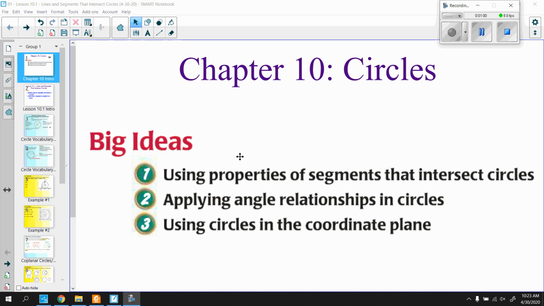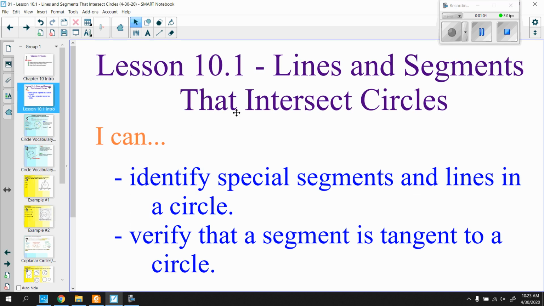Some of the stuff I know you've heard of before, as far as some of the terminology. This first lesson, 10.1 in particular, has a lot of vocabulary that we're going to use for future lessons. But I guess the good part is at least the first portion of the vocabulary I'm confident that just about everybody has heard of in previous courses. So we'll get into these special segments and lines in a circle. That's the part that I think a lot of us know. And then we'll look at this idea of tangency, a segment that is tangent.